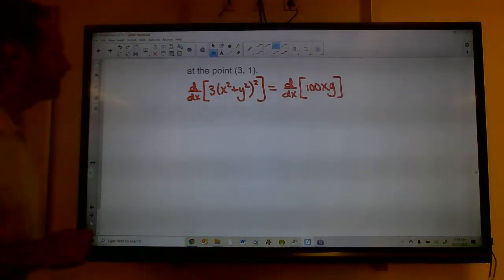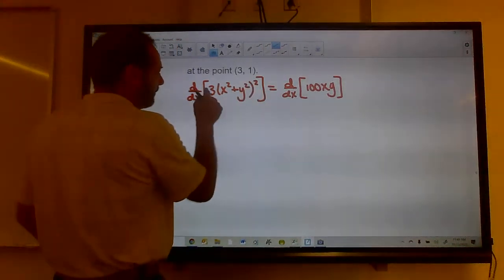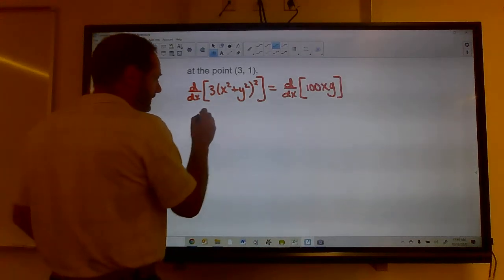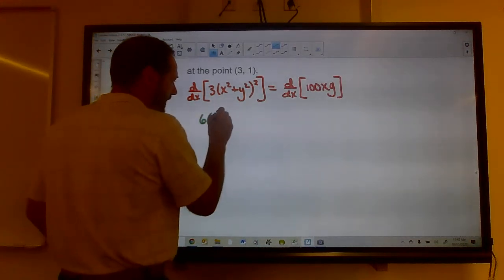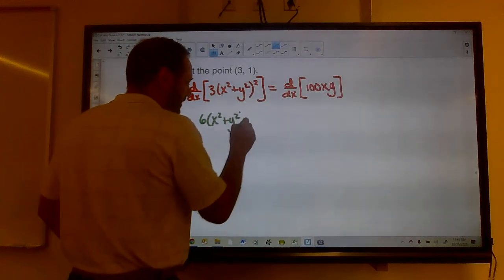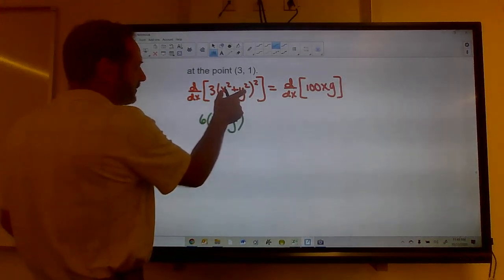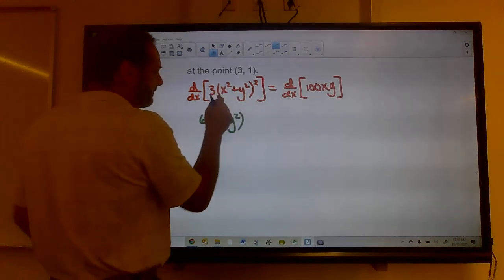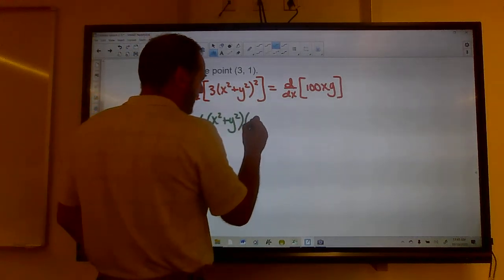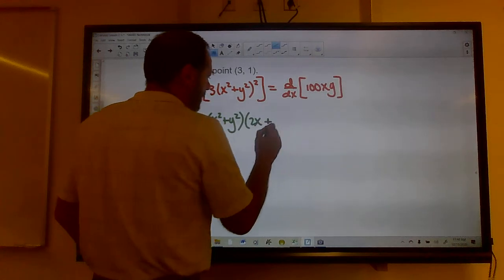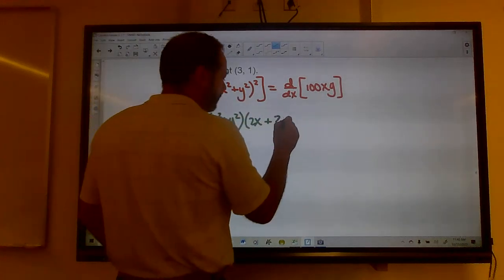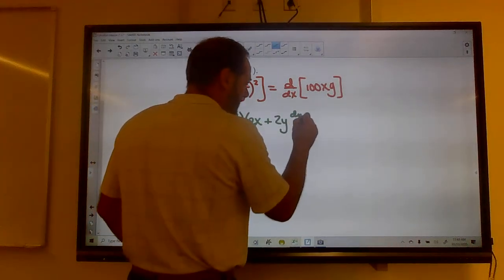Okay, so here we go. This is going to be tough. I'm going to use the power rule. So 3 times 2 is 6 times x squared plus y squared to the first power. But now I've got to use the chain rule and take the derivative of this. The derivative of this is pretty easy. That's going to be 2x plus the derivative of that, which is going to be 2y dy/dx.